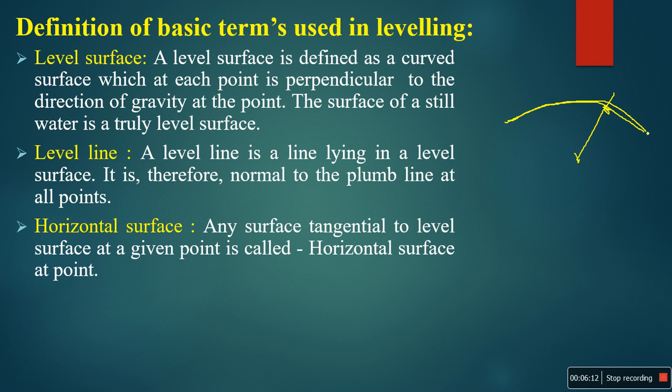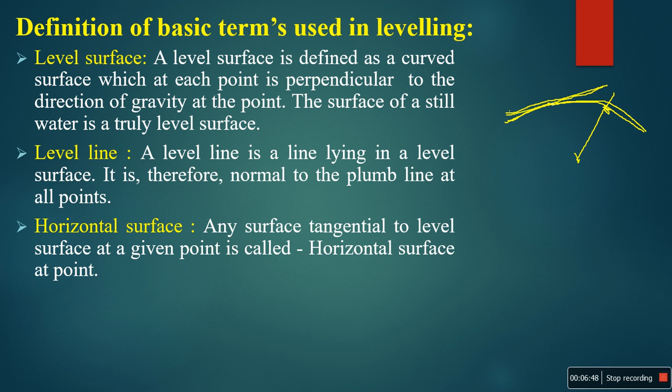Next, horizontal surface. Any surface tangential to the level surface at a given point is called a horizontal surface or horizontal line. Suppose you consider one point here, on that point we draw a line like this, exactly over it like this. This surface is called a horizontal surface.